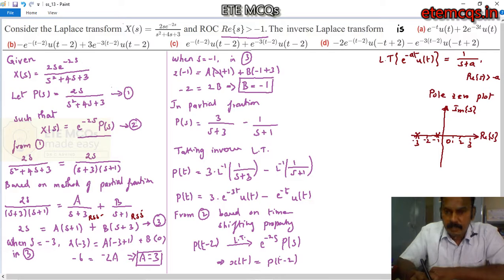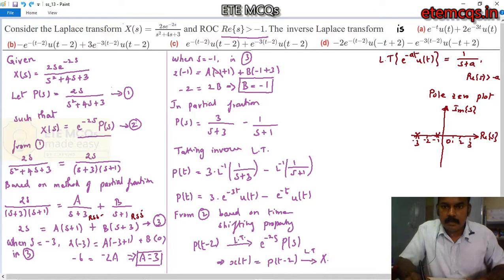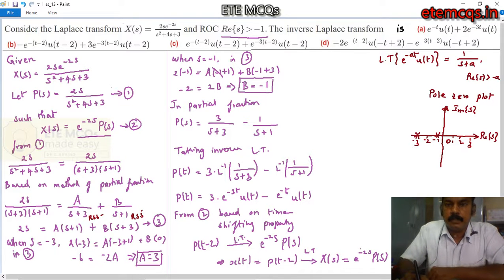When I say that x of t is equal to p of t minus 2, you just take Laplace transform on this, and you will get equation number 2. X of t on taking Laplace transform becomes x of s, which is equal to e power minus 2s into p of s. So the final point is we can say that x of t is nothing but p of t minus 2. We have p of t here. You take this as equation number 4.